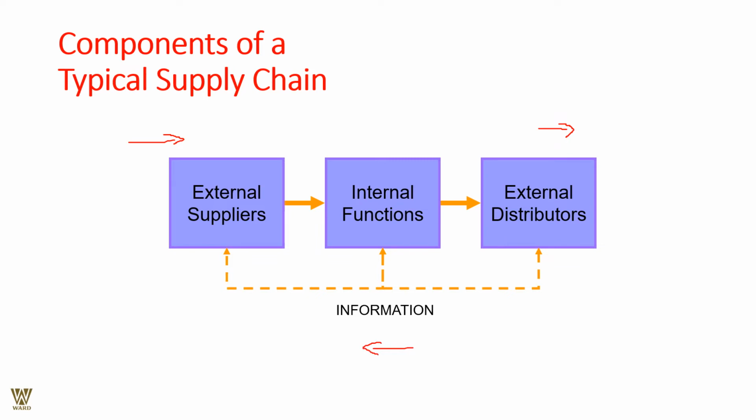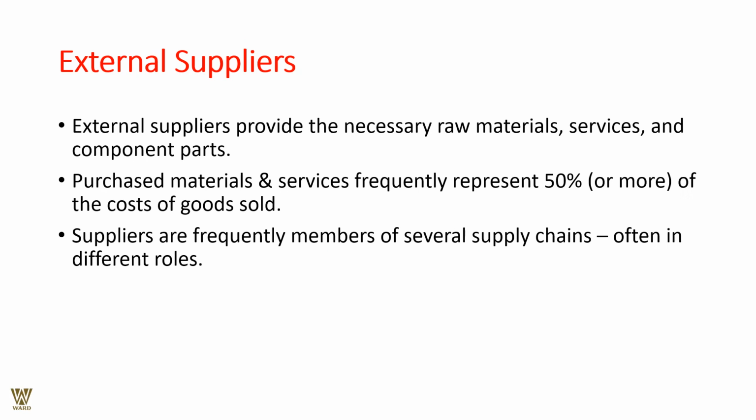So that is the components of the supply chain process. Let's say external suppliers. External suppliers provide the necessary raw materials, services, and component parts. Purchased materials and services frequently represent approximately 50% of the cost of goods sold. So COGS is 50%. Remember, that is what we are looking into. Suppliers are frequently members of several supply chains, often in different roles.